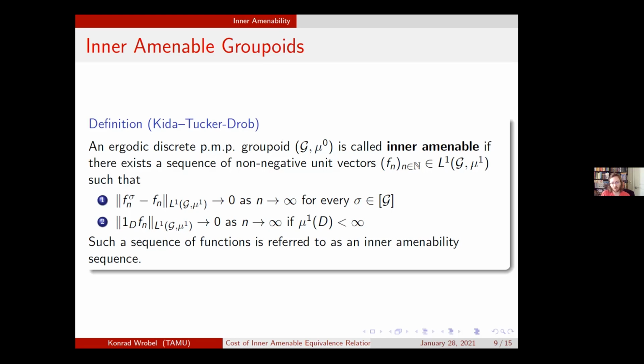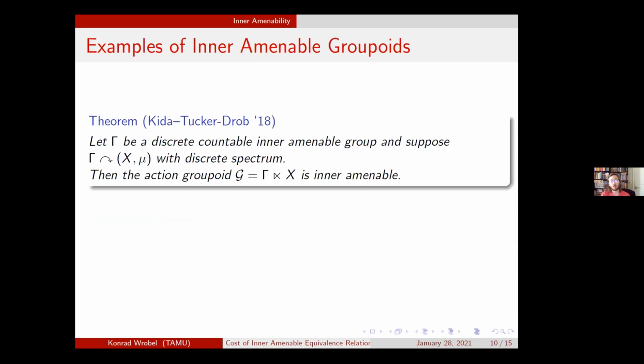Right, examples of such things. I don't want you to concentrate too much on the definition. I'm just going to give a couple of examples. If you have a countable inner amenable group and an action of that group that has discrete spectrum, then the action groupoid is inner amenable. Asking for discrete spectrum isn't necessarily a necessary condition, but you require some sort of condition on the action, because there are non-amenable inner amenable groups, and the Bernoulli shift of such a group does not give an action groupoid that's inner amenable. It's still an open question whether every inner amenable group has some action that gives an inner amenable action groupoid.